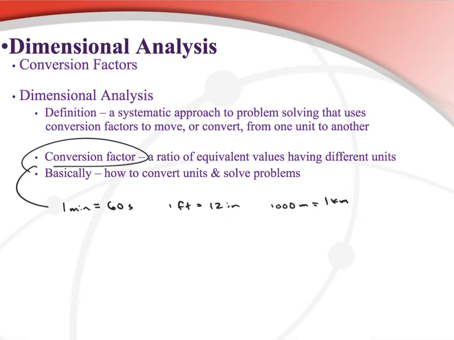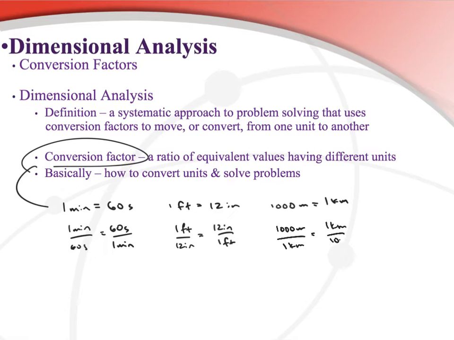And how we're going to write these is, say, 1 minute over 60 seconds is the same thing as 60 seconds over 1 minute. We can write it either way because it's the same thing. It's like writing 1 over 1. They're the same value. They mean the same thing. You could write 1 foot is the same thing as 12 inches, or you could say 12 inches is the same thing as 1 foot. No matter what unit you put on the top or the bottom, it doesn't matter because the conversion is exactly the same. 1,000 meters is the same thing as 1 kilometer, or 1 kilometer is the same thing as 1,000 meters. Those are all conversion factors.